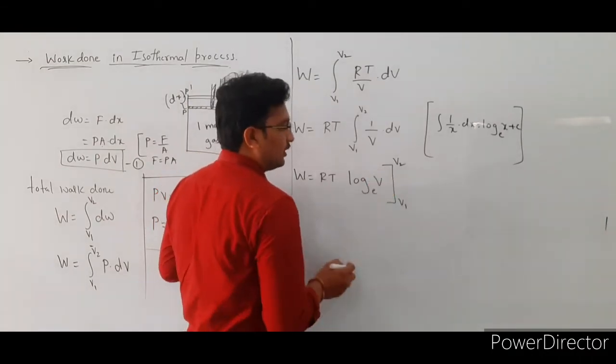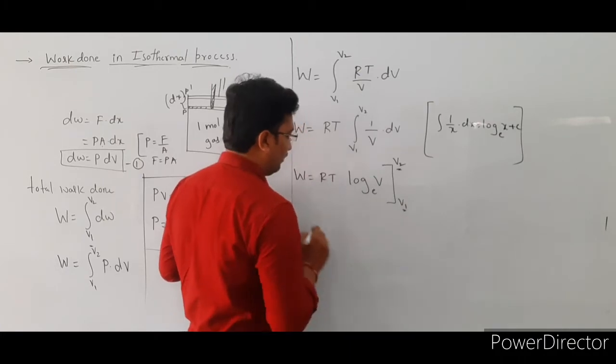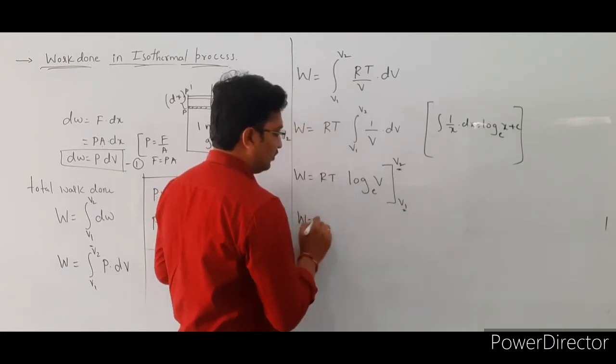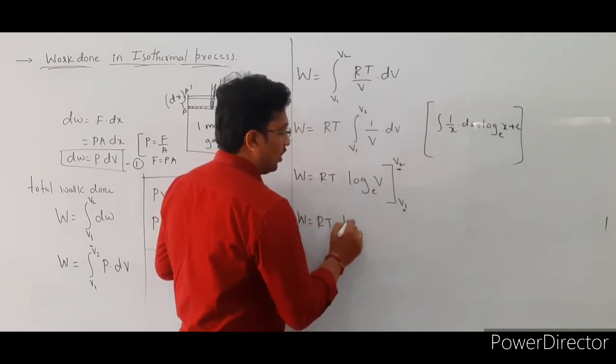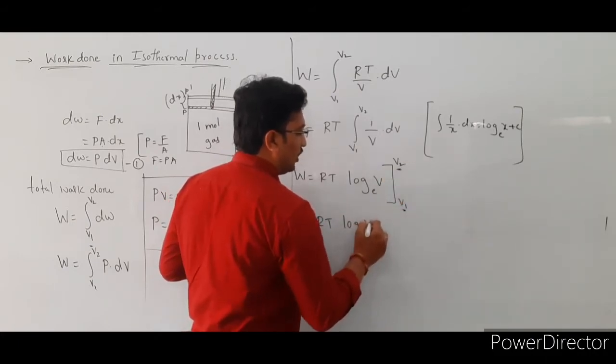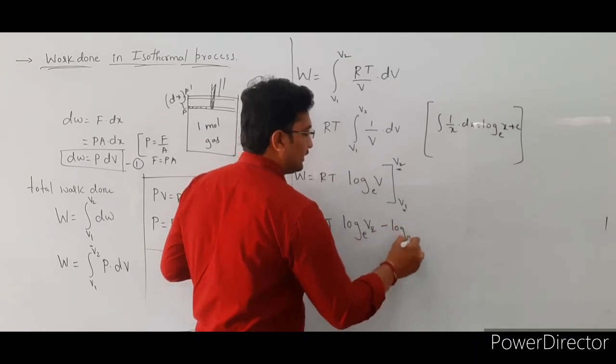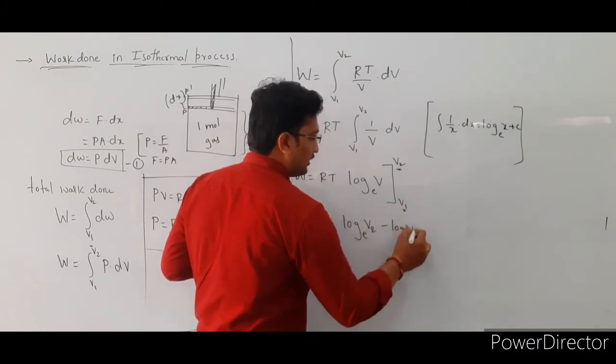Next we are going to substitute the bounding values here. First we have to substitute the upper bounding value, after that the lower bounding value. Then W is equal to RT log base e. First substitute the upper bounding value, that is log base e V2 minus log base e V1. The lower bounding value is V1.